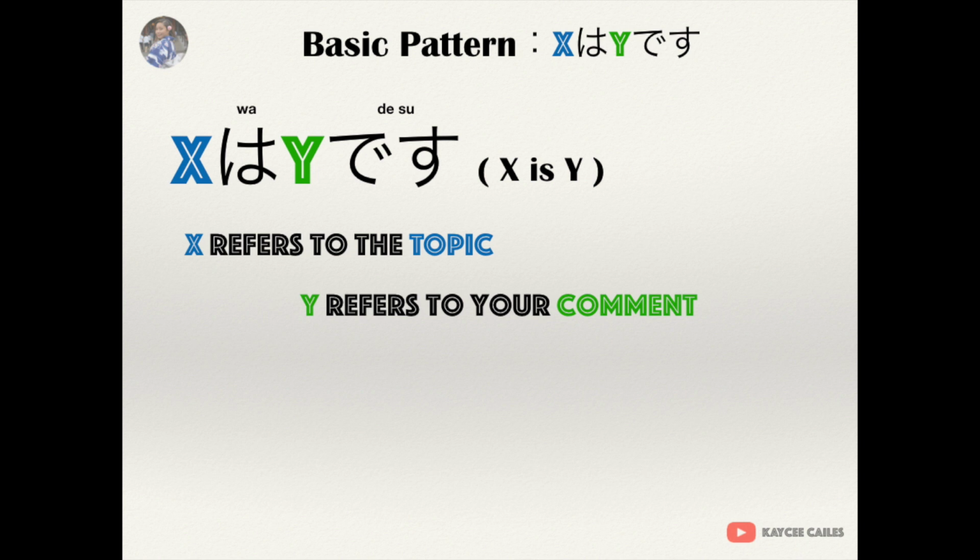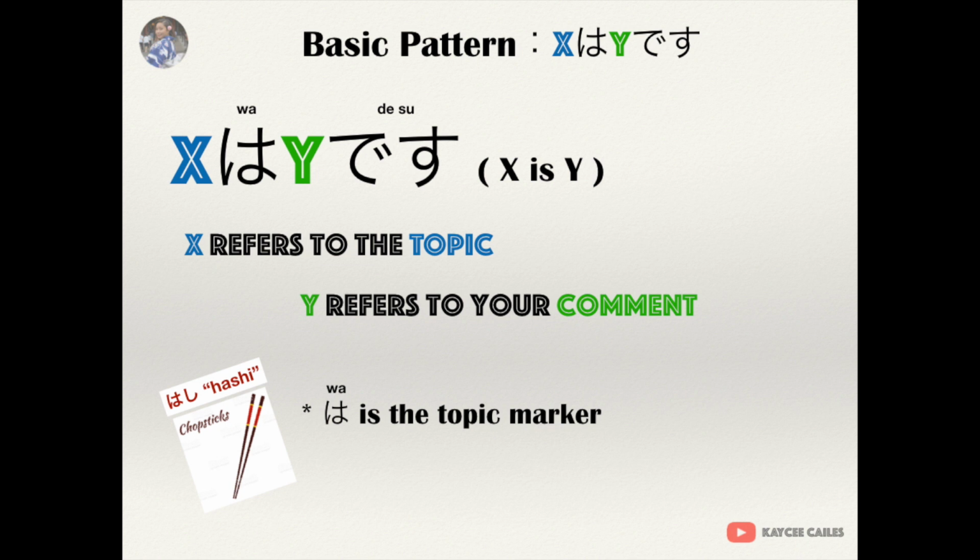Next, we have wa as our topic marker. I know nagtataka kayo kasi itong character na ito is our hiragana character for ha, but it was read as wa. So to clarify, this character, when used sa mga words like hashi, meaning chopsticks, will be read as ha, hashi. However, it is read as wa if this will be used as a topic marker or yung tinatawag nilang particle. Huwag kayong malilito ha!